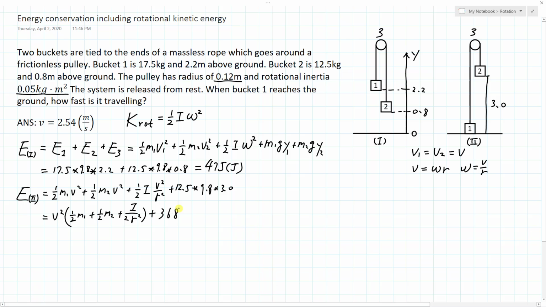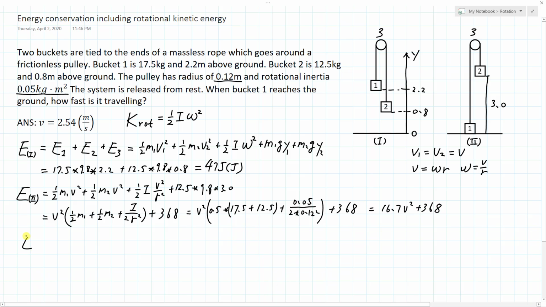Okay, so let's plug in more numbers. V squared, so mass 1, so 0.5 times 17.5 plus 0.5 times 12.5. So I can factor out 0.5, plus 0.05 rotational inertia over 2 times 0.12 squared. Okay, so plus 368. And use your calculator to calculate that. We get 16.7 v squared plus 368.